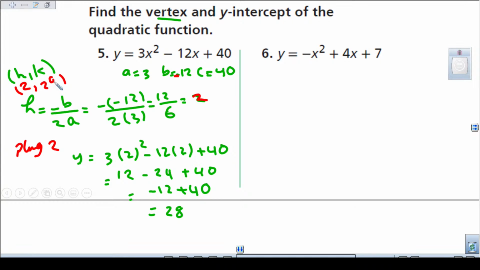So the vertex is (2, 28). By the way, is this a happy parabola or a sad parabola? It is happy. Pretty happy. And the vertex is at (2, 28). Is this a maximum or a minimum? If you're happy, would this be the maximum or minimum?